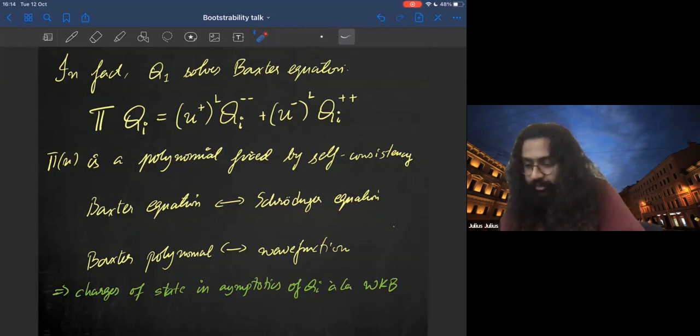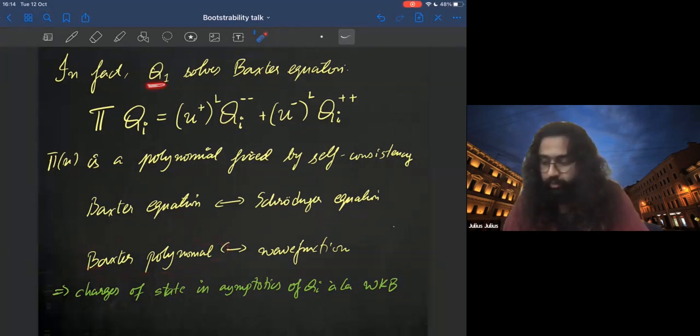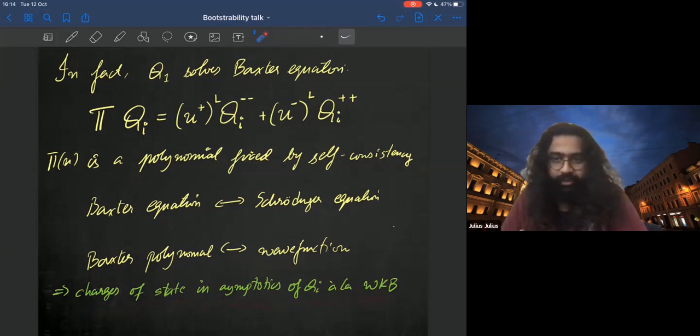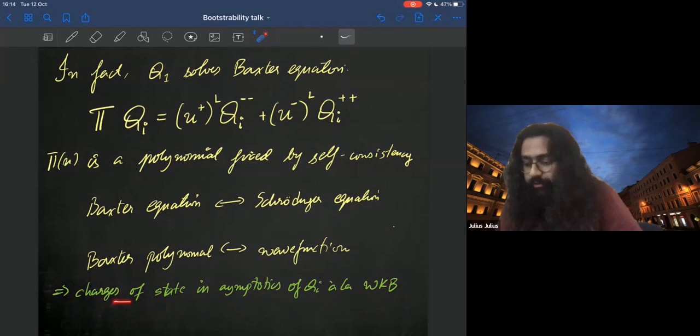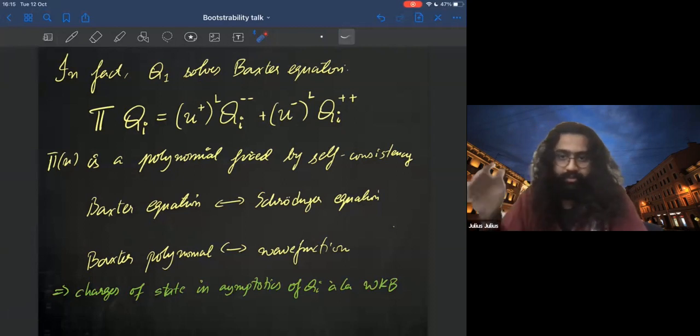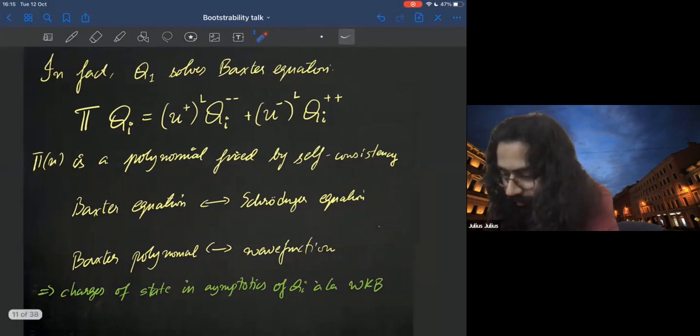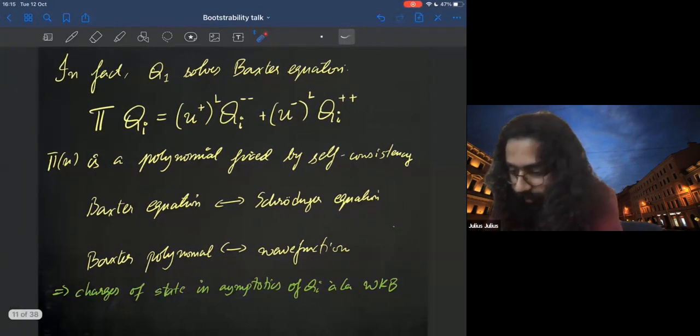And in continuing the analogy, the Baxter polynomial which we wrote down just now, Q1, is the analog of the wave function. If you allow yourself to believe this analogy, then again in this analogy, the charges of the state are in the asymptotics of the Baxter polynomial, similar to this WKB stuff, right? As I showed in the previous slide, my Q1 goes as u to the n1. So that sort of analogy is also there here. Okay, so very good. What does this mean?